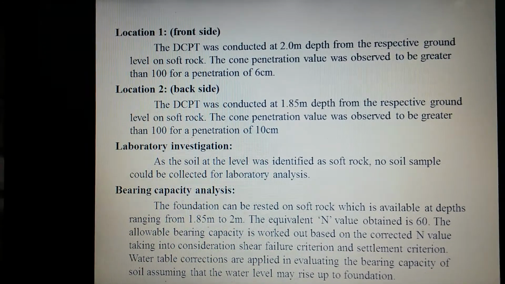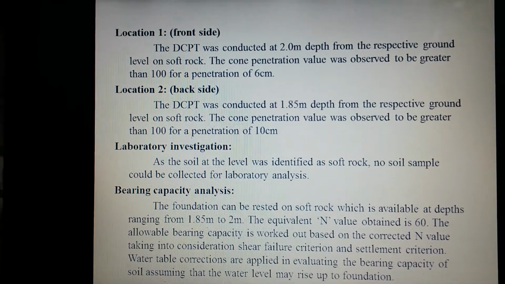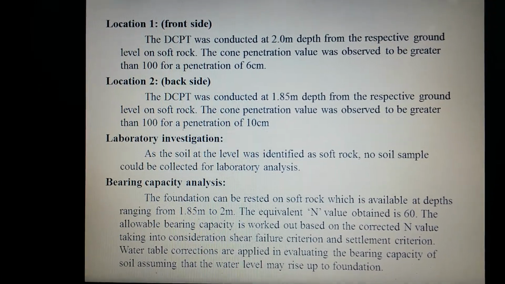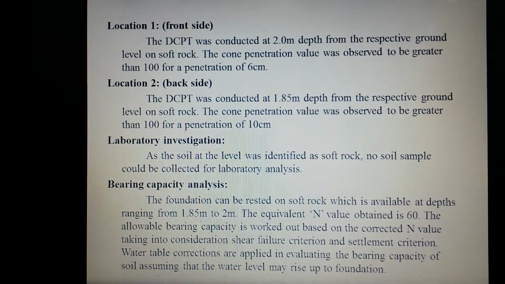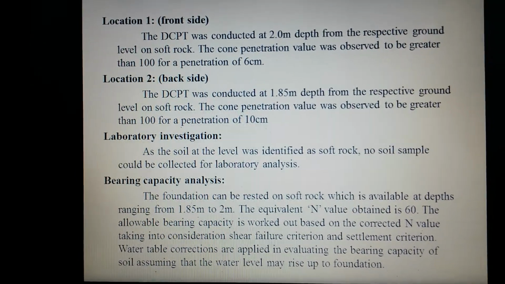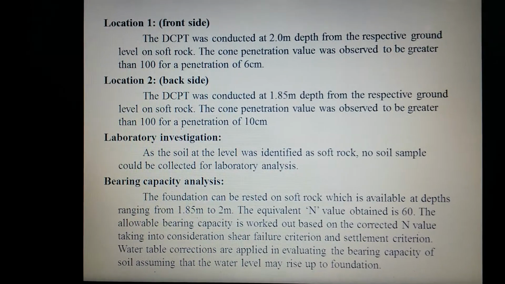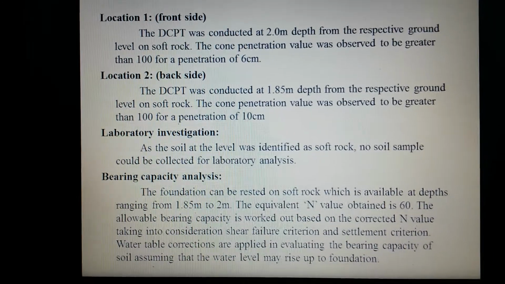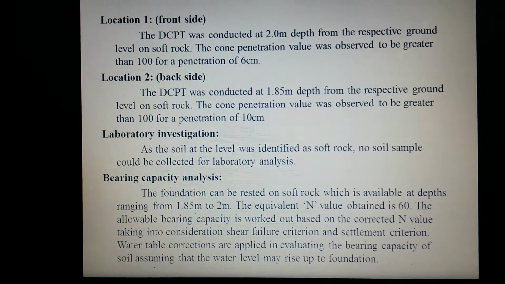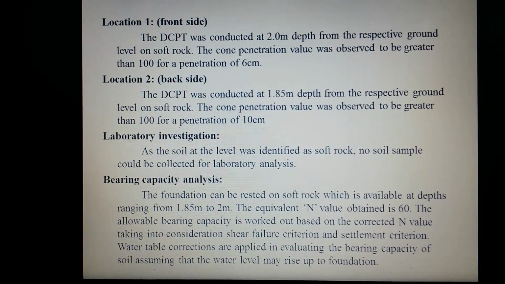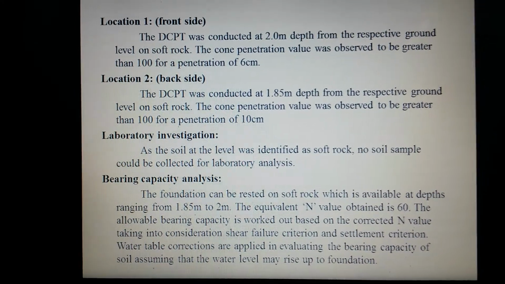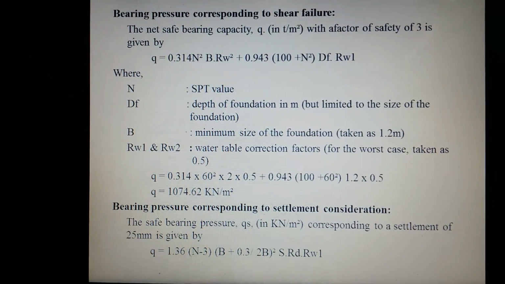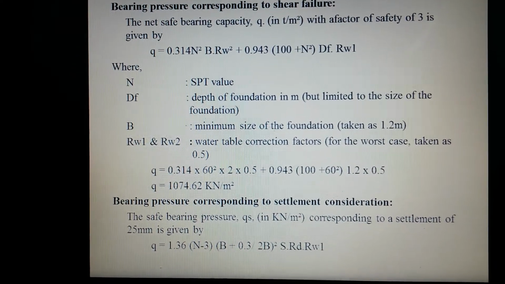The test was conducted at 2 locations, one at the front side and another at the back side. The test is conducted at a depth of 2 meters, and we required 100 blows for the penetration of 6 cm at location 1, and 100 blows for the penetration of 10 cm at location 2. As the soil at this level is identified as soft rock, no soil sample could be collected for laboratory analysis. Then the bearing capacity corresponding to shear failure and to settlement is calculated.